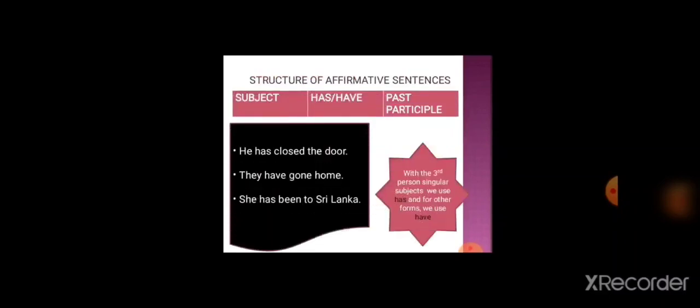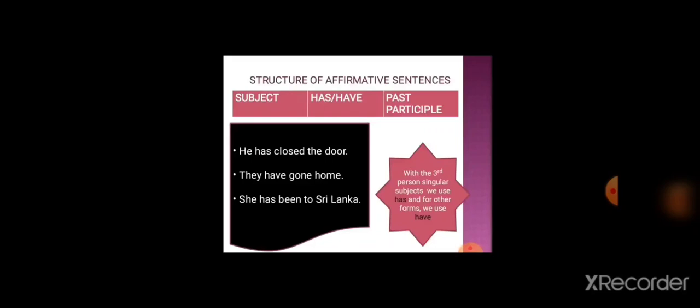Now see the structure. First we will see affirmative sentences. So we use subject, has or have, and past participle. Past participle, the third form of verb. He has closed the door. They have gone home. She has been to Sri Lanka.